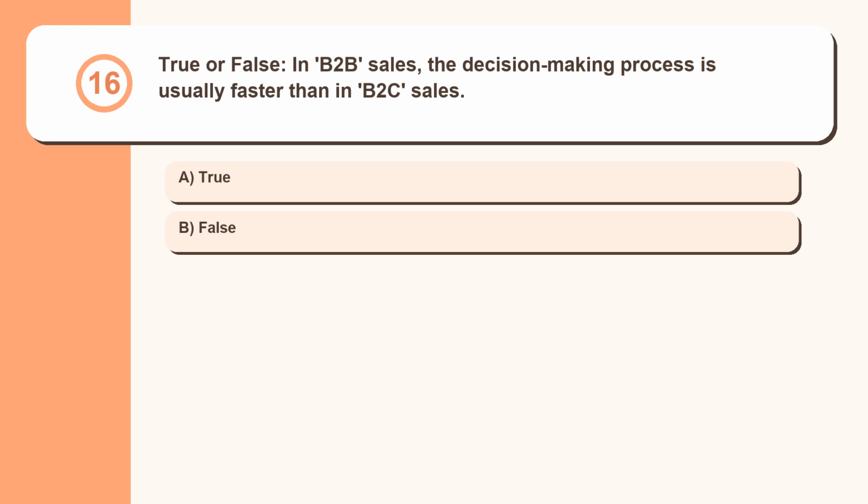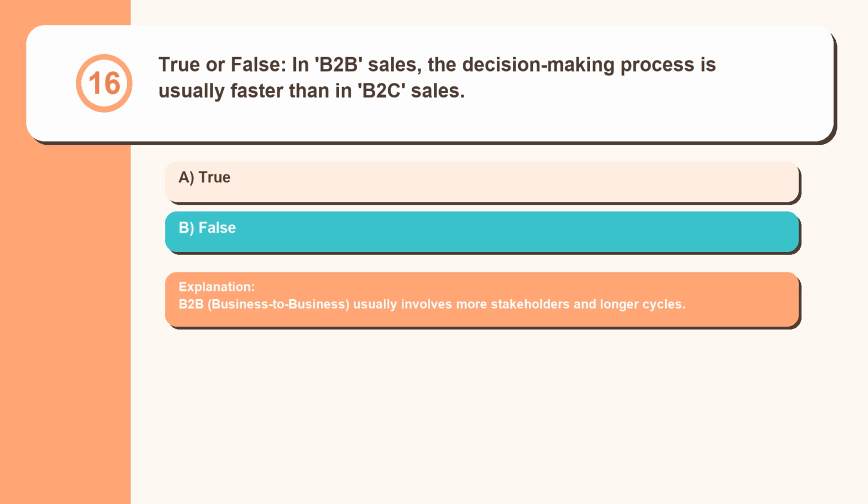Question 16. True or false? In B2B sales, the decision-making process is usually faster than in B2C sales. True. False. B2B, business to business, usually involves more stakeholders and longer cycles.